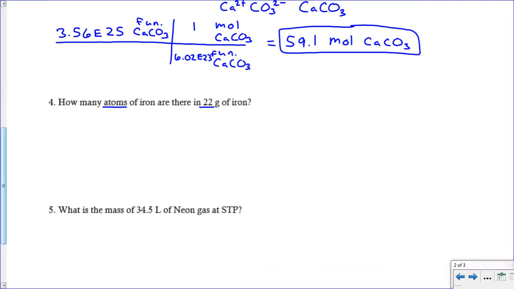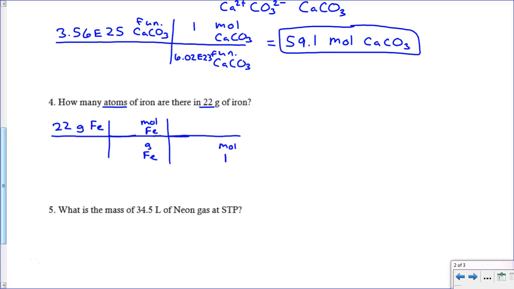So we start with 22 grams of iron. The next step is to convert from grams to moles, so grams of Fe to moles of Fe. And then after we're in moles, we can get to particles. So moles of Fe. In this case, we want to get to atoms of Fe.